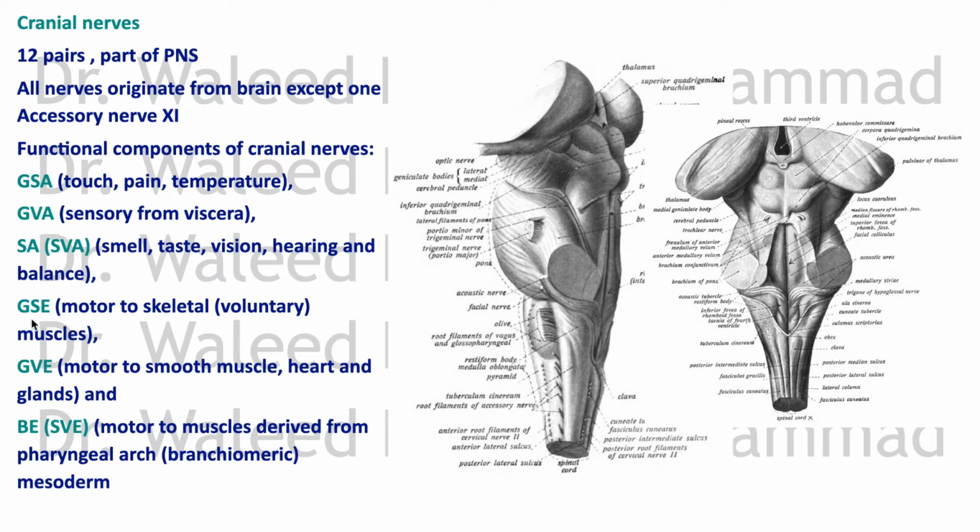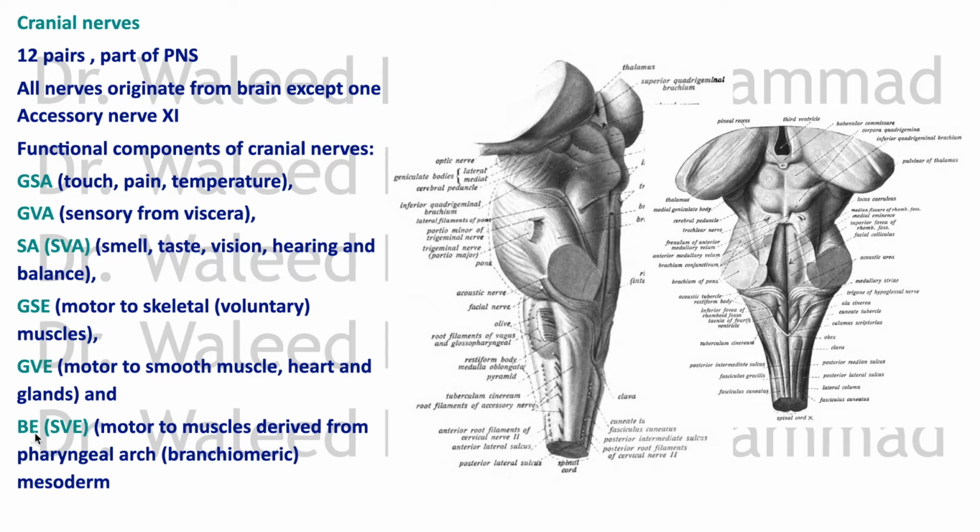General somatic efferent means the motor supply to ordinary, regularly developed muscles from mesoderm, from muscle chunks: voluntary muscles, skeletal muscles, like any nerve going to any muscle in the body. General visceral efferent carries the same motor impulses, but to smooth muscle, meaning to the heart, the GIT, and the blood vessels. Okay, all these are called the general visceral efferent.